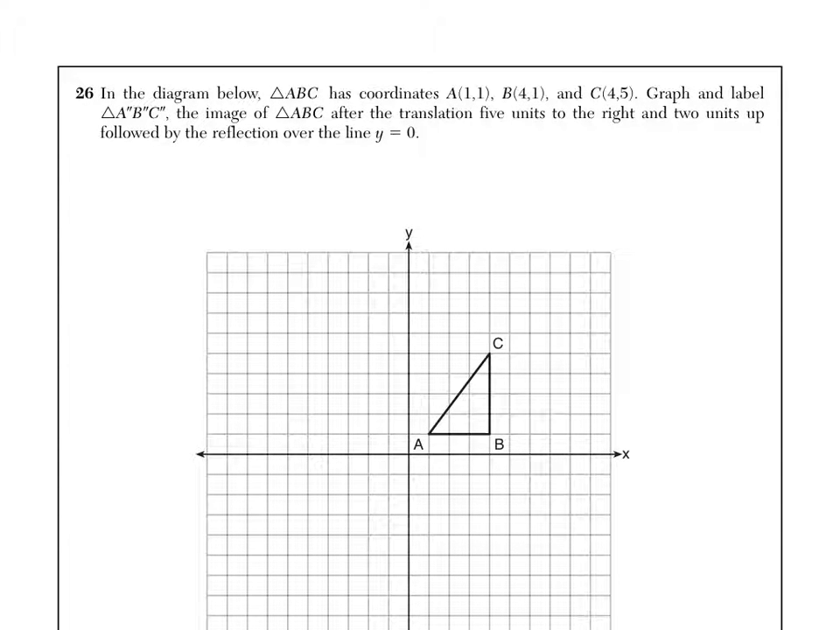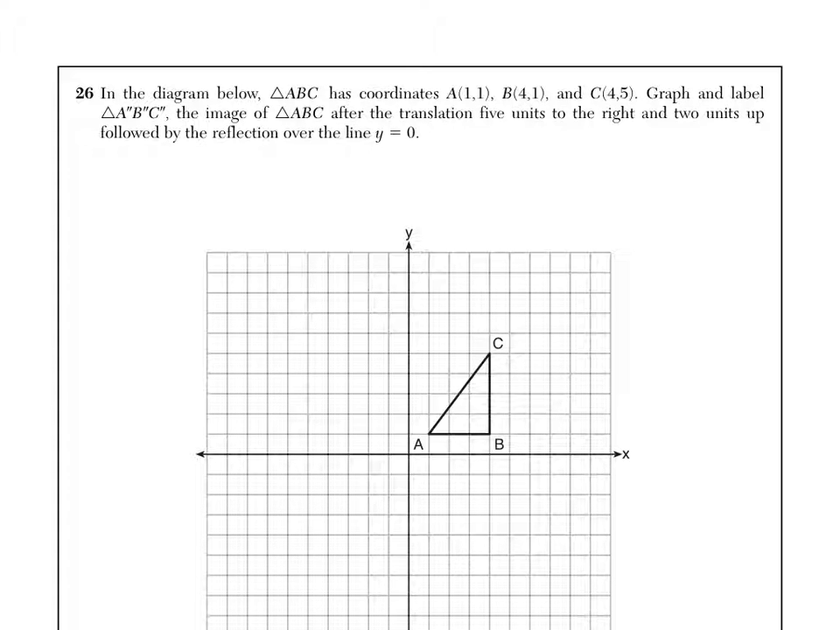All right, for this video, we're going to do our part 2 questions. Remember, these are all worth 2 points. So for the first one, it tells us that ABC has coordinates (1, 1), (4, 1), and (4, 5), which is drawn for us. It tells us to graph and label A double prime, B double prime, C double prime, the image of ABC after translation of 5 units to the right and 2 units up, followed by a reflection over y equals 0.